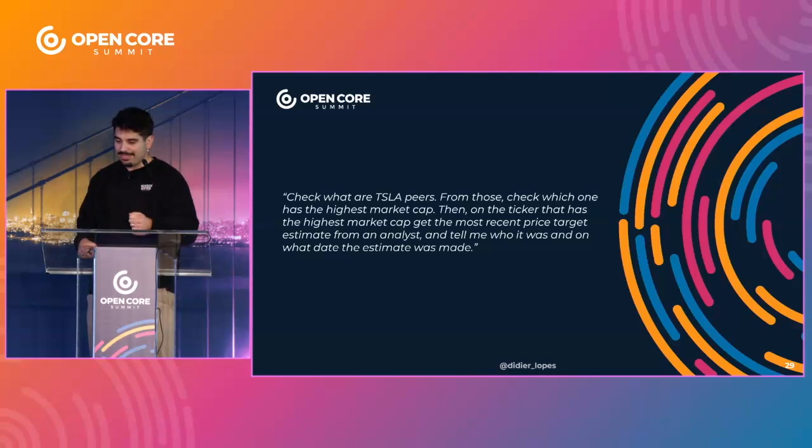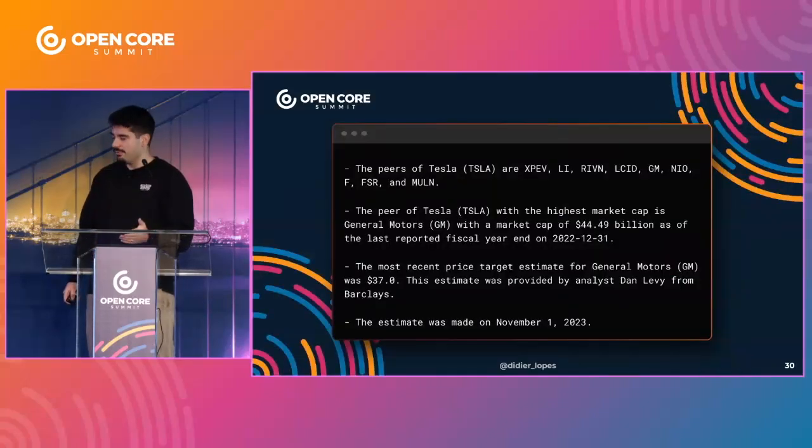And then we need to reason about which one has the highest value. So we need to store that data in memory and understand, okay, from all the market caps that I saw, this one is the highest. And then I need to hit another endpoint to get access to the estimates and understand who it was. So it's fairly complex. And when I asked that to the agent, this is the reply I got.